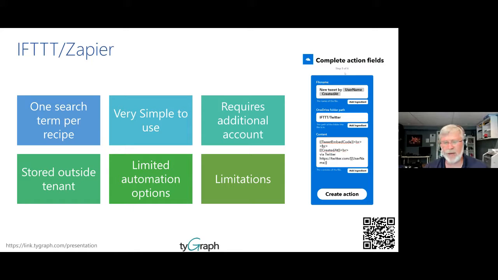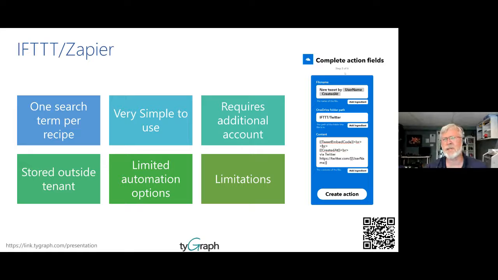You can see on the right-hand side a graphic of an IFTTT recipe, and you can see that whenever there's a new tweet, what we're doing here is adding a row to a CSV file in OneDrive. Now, when you're using these third-party tools, you're going to require an additional account for IFTTT or Zapier. You can't just reuse your Office 365 account. Also, this information, at least temporarily, is going to be stored outside your tenant, and that may raise some security concerns if you're doing this within a business.